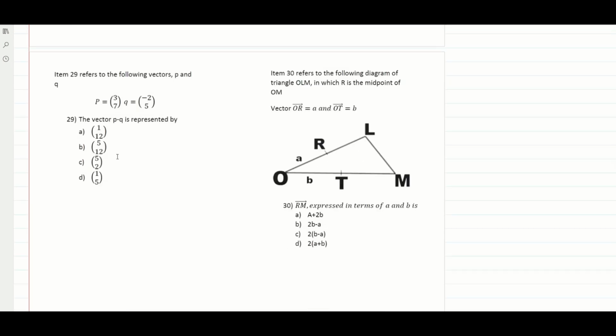Alright, this question here, they want to know what is P minus Q. So that is (3, 7) minus (2, 5). So this would be 3 minus 2 and 7 minus 5. That is 3 plus 5 and 7 minus 5 is 2. So the answer is (5, 2), which is C. Let's look at item 30. It refers to the following diagram of a triangle OLM in which R is a midpoint of OM.